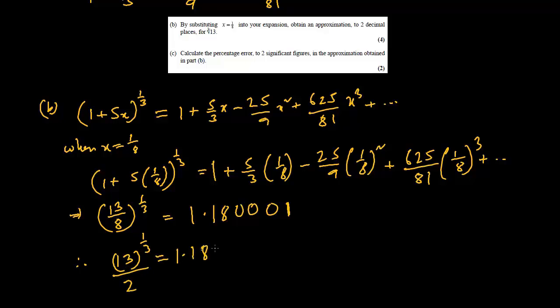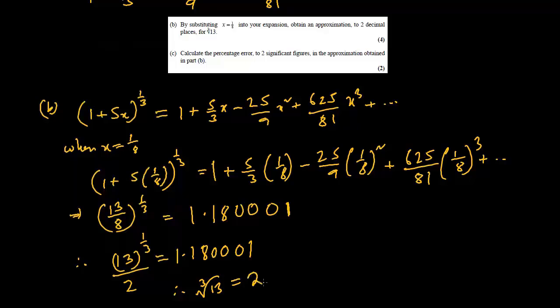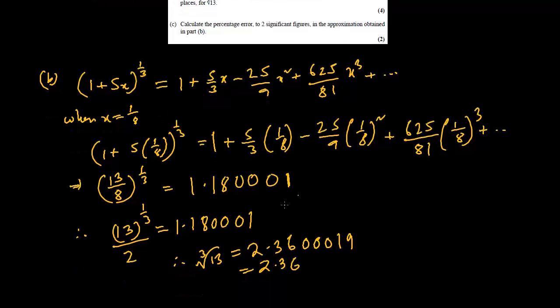So 1.180001. Therefore, cube root of 13 has an approximate value of this into 2. So if you multiply this with 2, it turns out to be 2.36000019. Since we have to find the value to 2 decimal places, it should be 2.36. This is up to 2 decimal places.